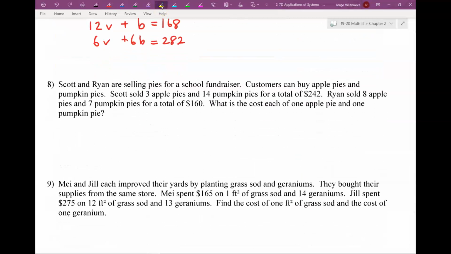Okay? Scott and Ryan are selling pies for a school fundraiser. Good for them. Customers can buy apple pies and pumpkin pies. Sounds delicious, except for the pumpkin. I don't like pumpkin pies. Anybody here like pumpkin pie? Oh, you guys are disgusting.